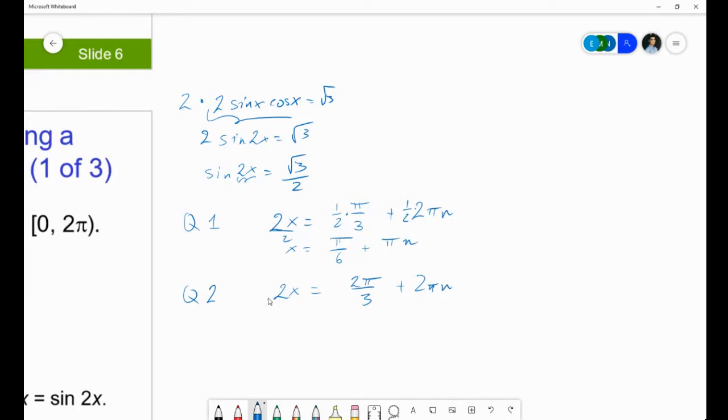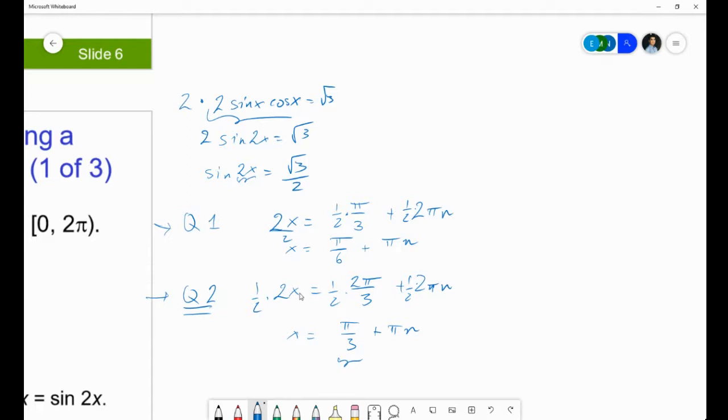Same thing over here. I can multiply by 1/2, and I will get pi over 3 plus pi n. Now, you see what happened here is that I started out in quadrant 2, but this answer right here is actually now in quadrant 1. So be aware of that. We have to start where the quadrant was positive, and then you can solve for x specifically.